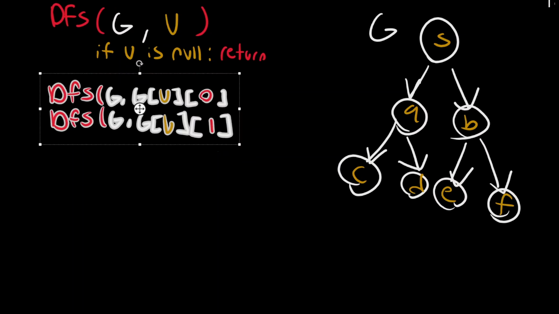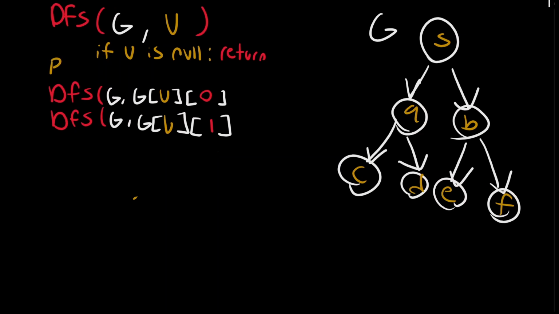Say we have a print statement here, and we're just going to print U. We're going to say that we're going to process U at this time. So now let's take care of that right here. So if we first run through, we hit this print statement, and we put S here. We're going to put S.